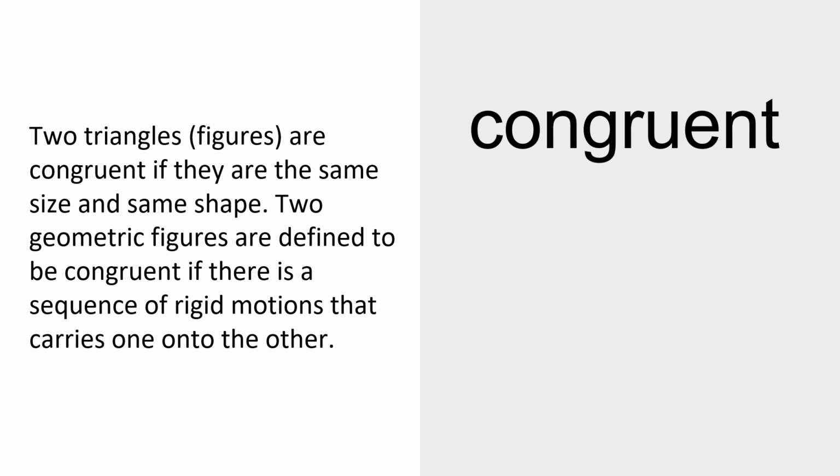Okay, this is a big word, congruent. Two triangles are congruent if they are the same size and same shape. We're going to get more into congruency theorems later, but just have that word in the back of your mind. It doesn't mean the same thing as equal, because if I say two triangles are congruent, I'm not saying they're equal because they're not the exact same triangle. They're two different triangles. They're just congruent. Okay?